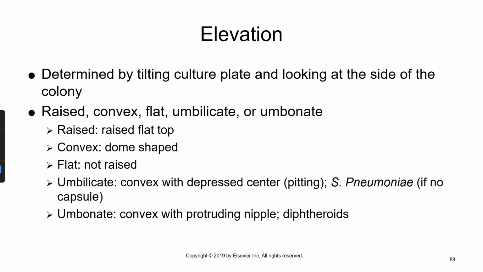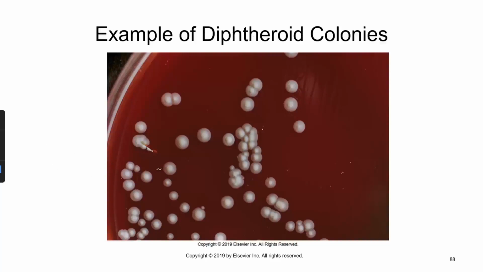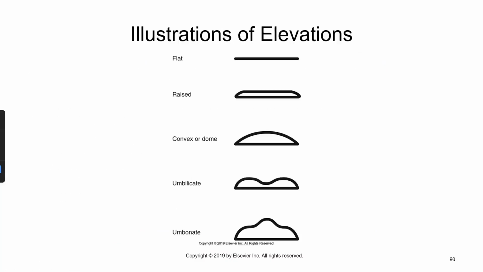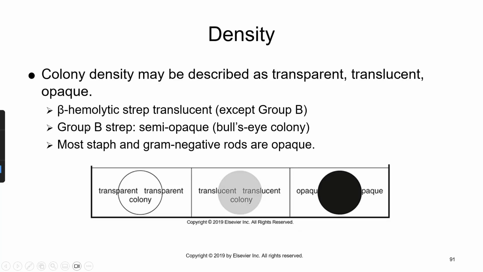S. pneumoniae, if it doesn't have a capsule. And umbonate is raised or convex with a protruding nipple. Diphtheroids would have that. So you can see this right here is an example of what that would look like. And that's umbonate. Here are the illustrations: flat, raised, convex, umbilicate, and umbonate. Colony density may be described as transparent, translucent, or opaque.